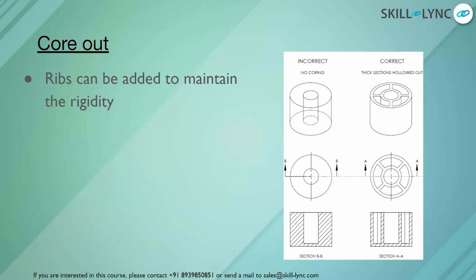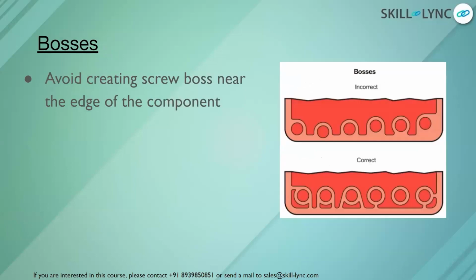So this is how the wall thickness is maintained, and then you will have a proper design. Right. Now coming to the bosses, this is basically the screw bosses. You can see the incorrect image. It looks fine, but what happens here is the wall thickness varies. Sudden changes in wall thickness appear, and this can again lead to problems.